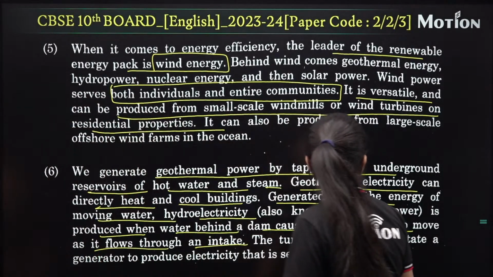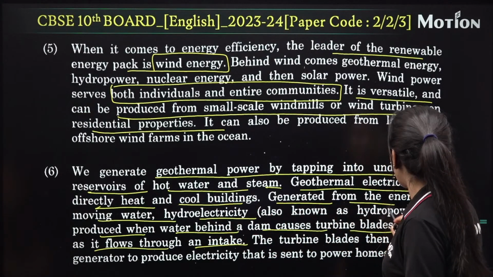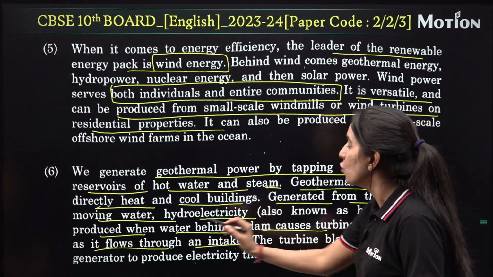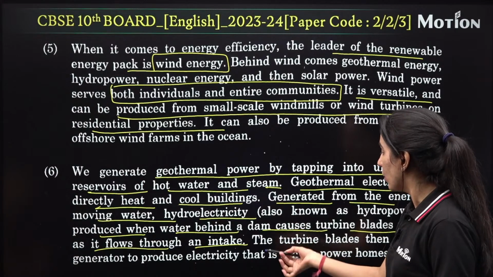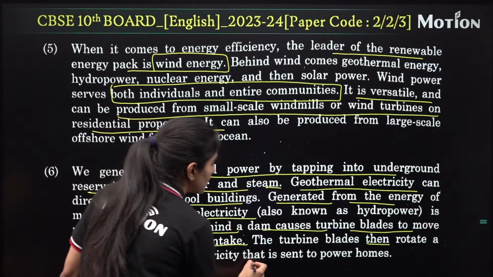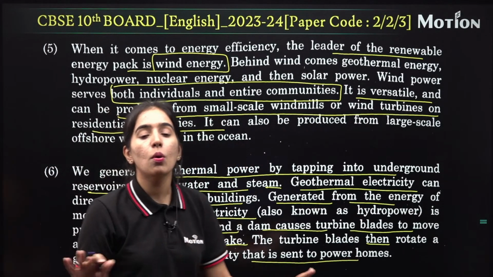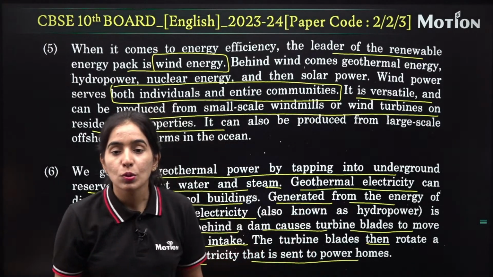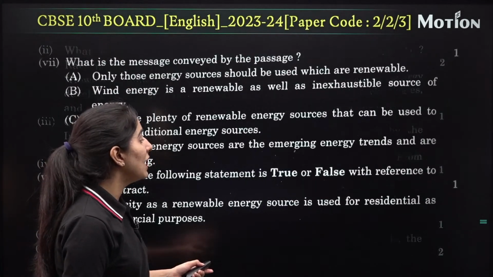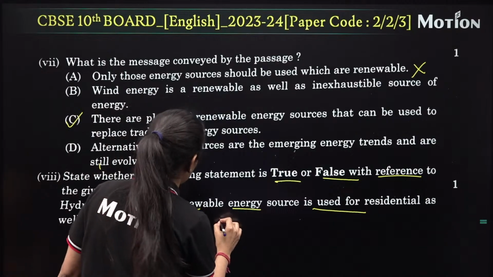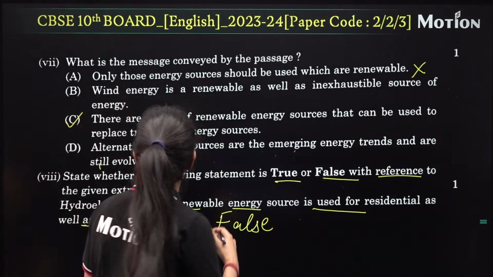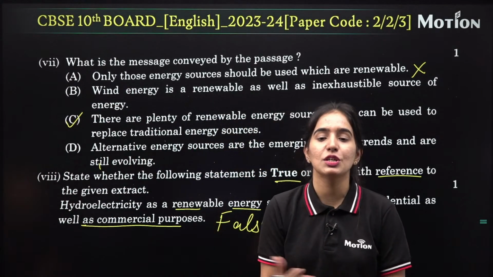So here they have mentioned, please have a look. Hydroelectricity, also known as hydropower, is produced when water behind a dam causes turbine blades to move as it flows through an intake. The turbine blades then rotate a generator to produce electricity that is sent to power homes. No mention of residential use, that we use it at our homes. So of course, it cannot be true. The answer for this would be false. Hydroelectricity as a renewable energy source is used for residential as well as commercial purposes: false, because it is not mentioned.